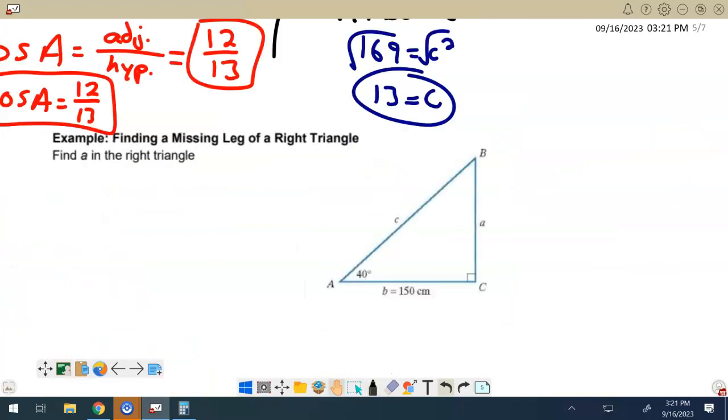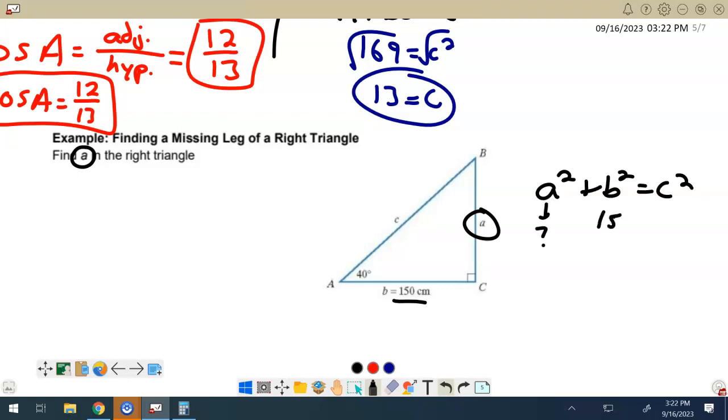Find A in the right triangle here. So this is lowercase a that we're looking for, right? Which is going to be a length. And it's going to be this length here. Now you might say, okay, if I want the length of one of the sides of this triangle, I'll just use the Pythagorean theorem. But you can't, because you only have the length of one side of the triangle. If I'm looking for A, I know B is 150, but I don't know C, right? I'm also missing that value. So you can't use the Pythagorean theorem to find A here.